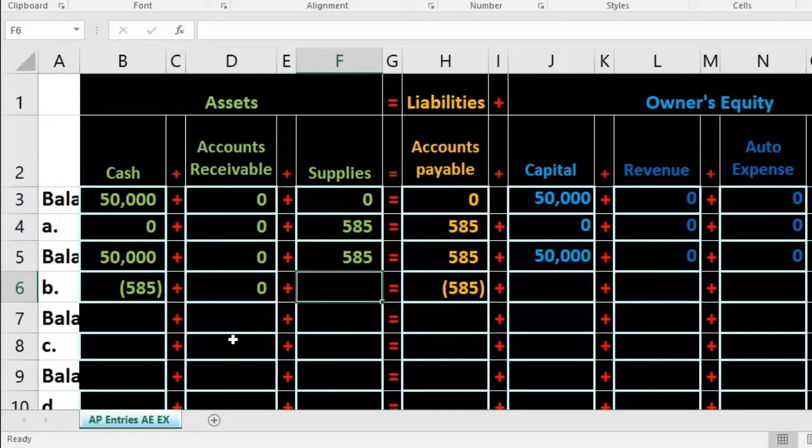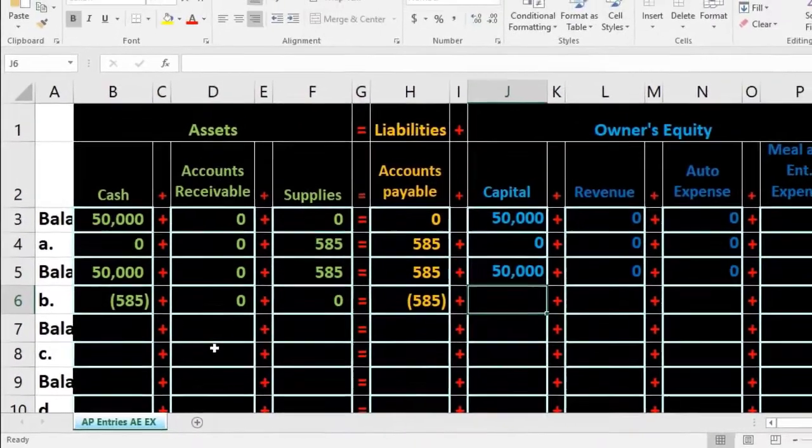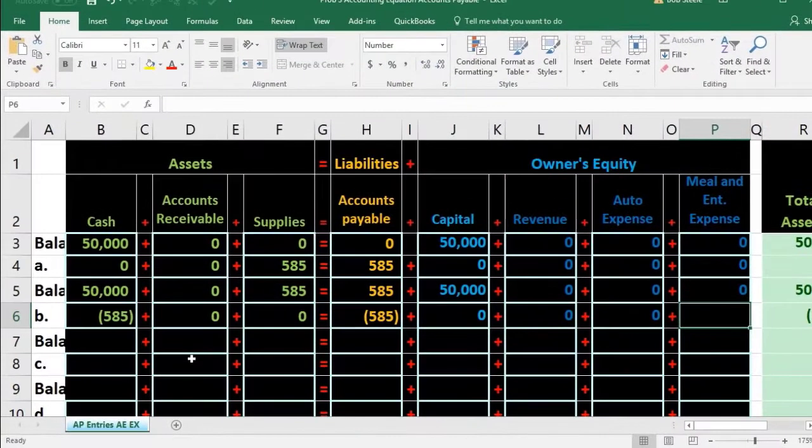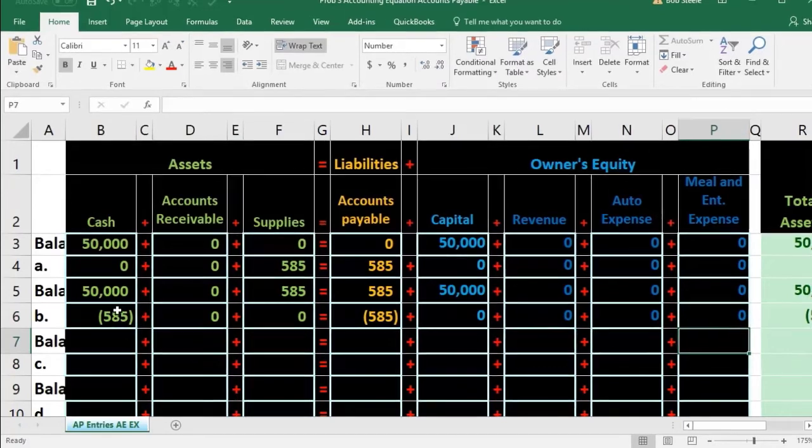In cell F6, 0, tab, tab, tab, tab. In cell J6, 0, tab, tab. In cell L6, 0, tab, tab. In cell D6, 0, tab, tab. And in cell P6, 0, and enter. So there's our data, there's our first transaction.